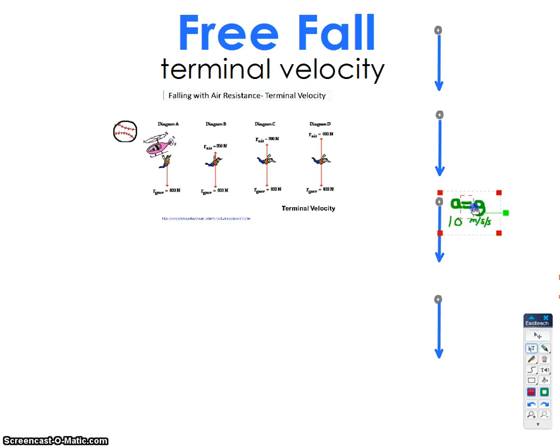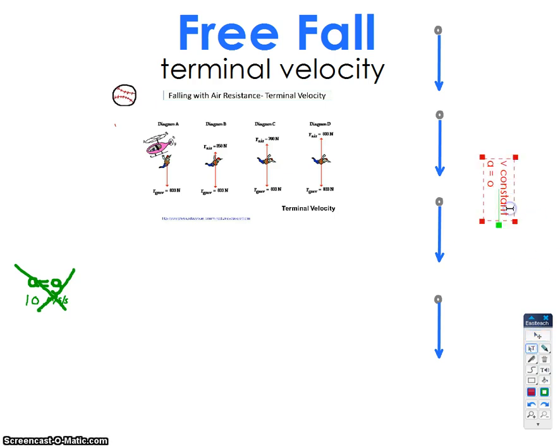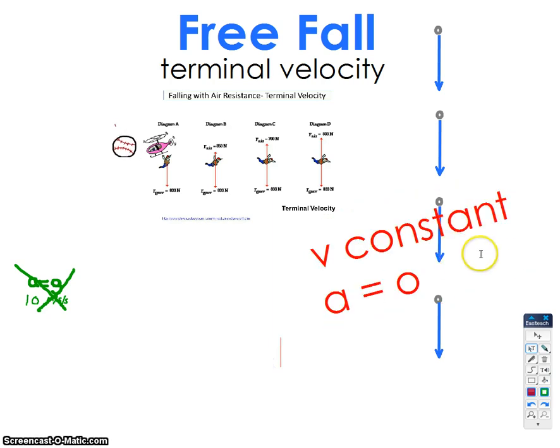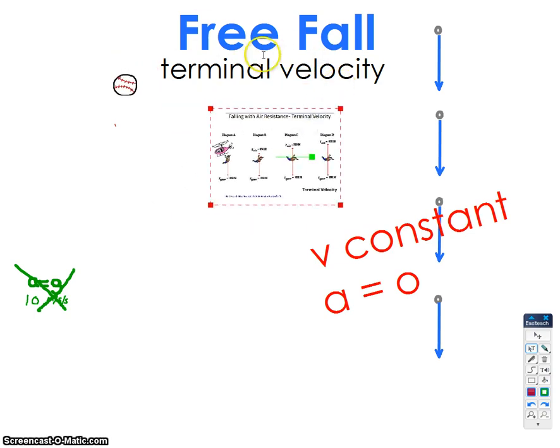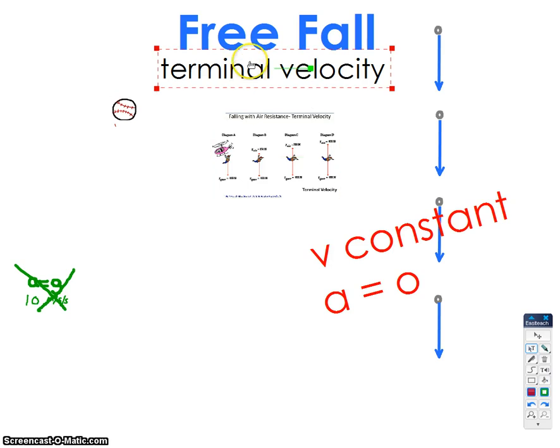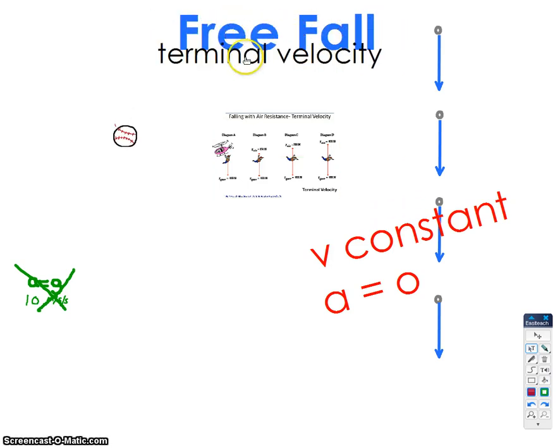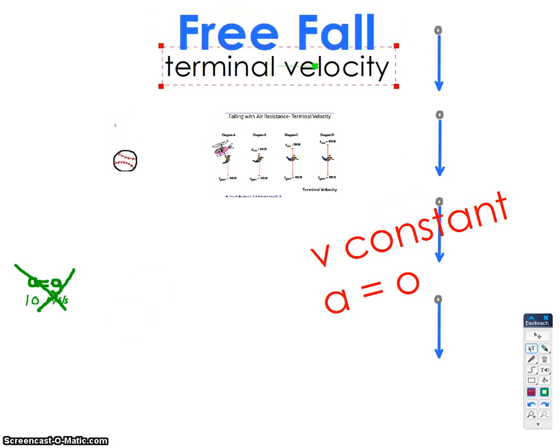It's at terminal velocity. This is not accelerating at 10 meters per second squared. This is a constant velocity and 0 acceleration. Free fall and terminal velocity, the reason that's confusing is because it's not really free fall. It's terminal velocity. Terminal velocity is not the same thing as free fall, but it still kind of fits in that general category.